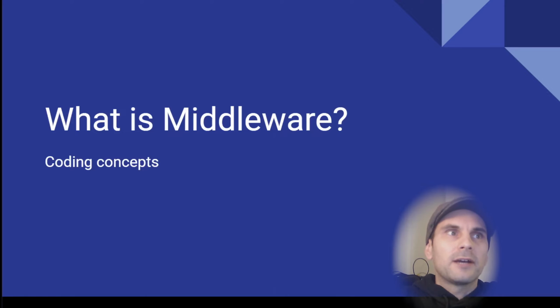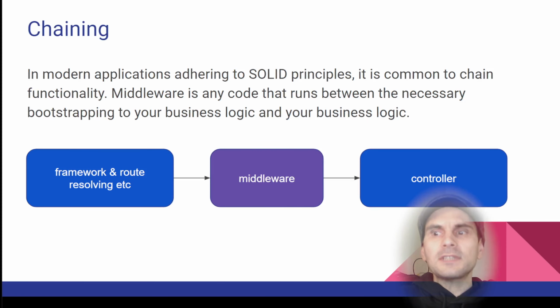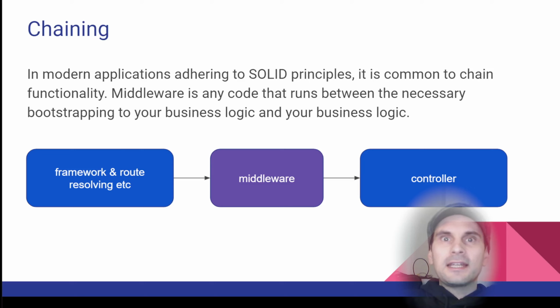So what is middleware? Middleware is basically an expression that you can imagine as, okay, so you always have some kind of boilerplate that runs, right? So usually that's your framework and your router, and everything is resolved. And then eventually you execute what you want to do at this particular route.